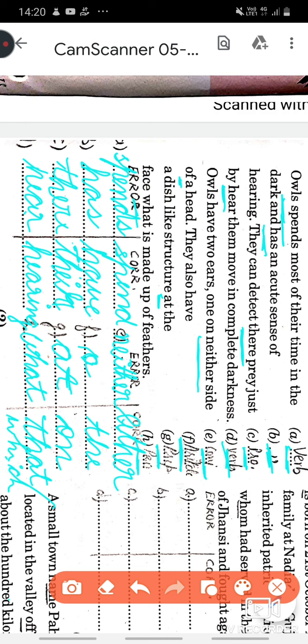In case you find two corrections for one particular error, you may put a slash, but mind one thing, that if the error is of a verb, the correction will also be of a verb only. If the error is of a noun, the correction will also be of a noun.